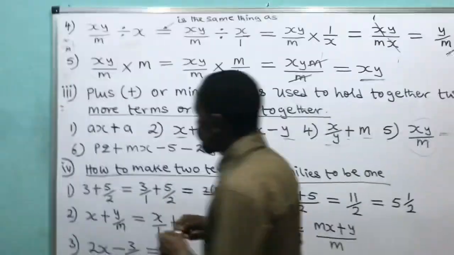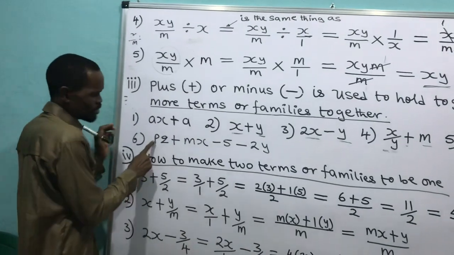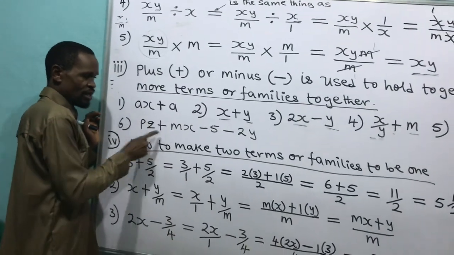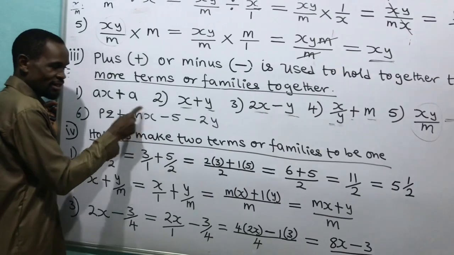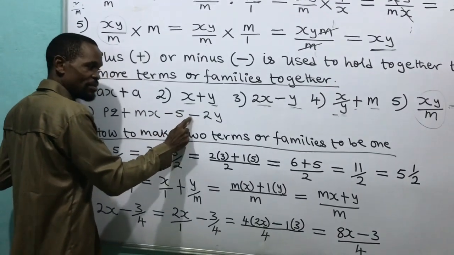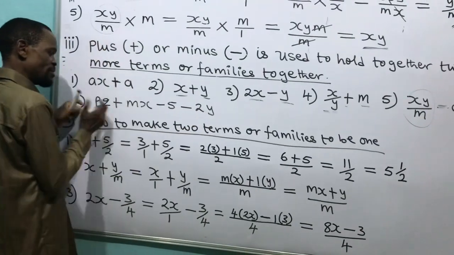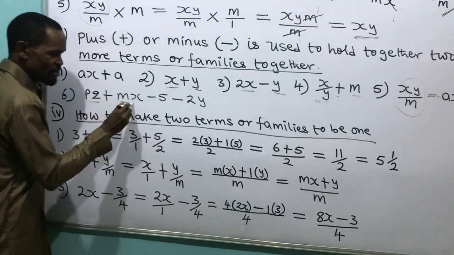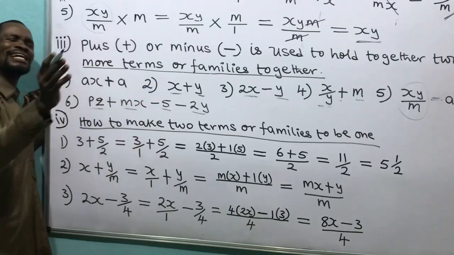Then now, we come to number 6. PQ is a family, plus MX is a family, minus, hold them together. 5 is a family, minus 2y, this is a family. Look at it. This is a family, this is a family, this is a family, this is a family. That's what we learn in the first lesson.